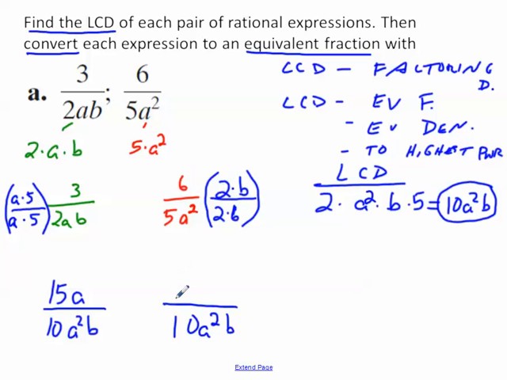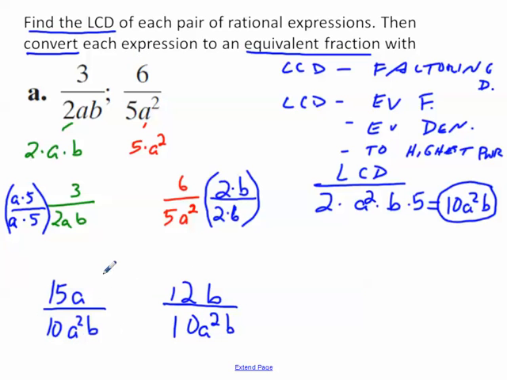So 6 times 2 gives us 12. 1 times b gives us b. And there is our original fraction, 6 over 5a squared, converted to our lowest common denominator of 12b over 10a squared b. And if we took a look at this rational expression, we could simplify it. The b's would cancel out. 12 over 10 becomes 6 over 5, and 6 over 5a squared is what we would have, and that's what we've got as our original fraction.